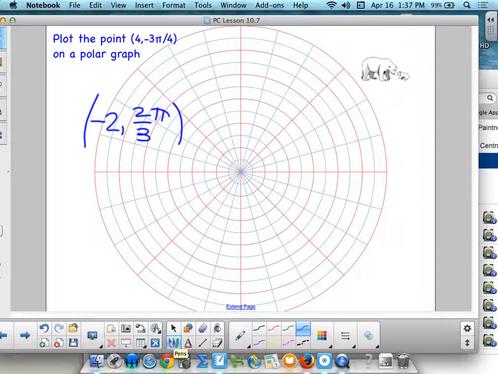All right, where'd you go? Where do you start? In the center. Okay, the pole. I was hoping you'd say the pole. Start at the pole, go where? Left 2, there's 1, there's 2, there's 3, there's 4. So left 2 right here. Then you have to go this way. By the way, what is pi over 3? 60. Go how many 60s? 2 of them, so that's 120. So which way am I going? This way or this way?